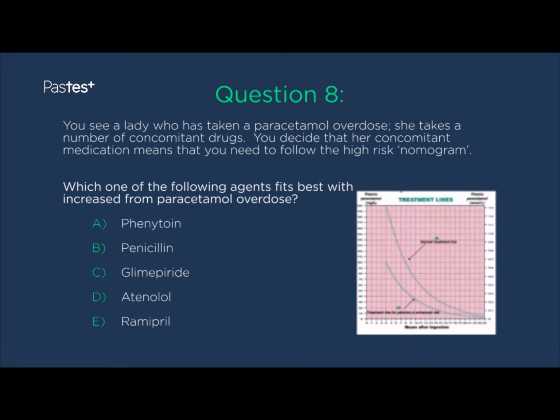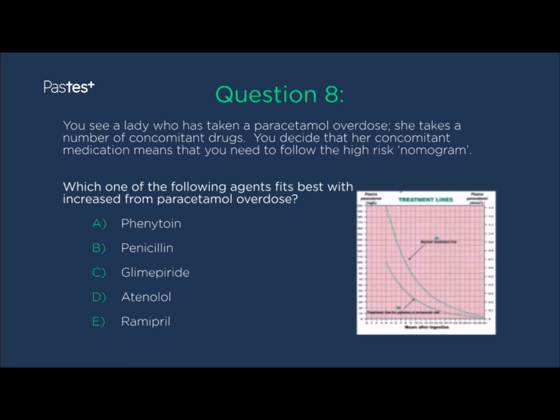Let's now look at question number 8. You see a lady who has taken a paracetamol overdose. She takes a number of concomitant drugs. You decide that her concomitant medication means that you need to follow the high-risk nomogram. Which one of the following agents fits best with increased risk from paracetamol overdose?